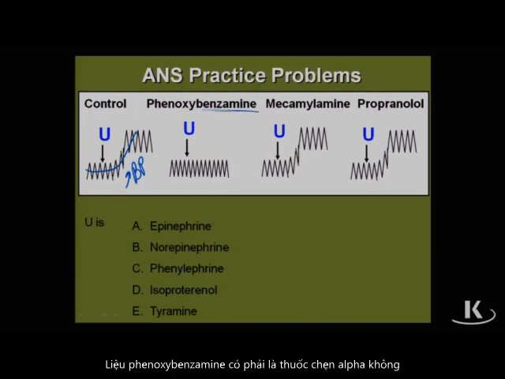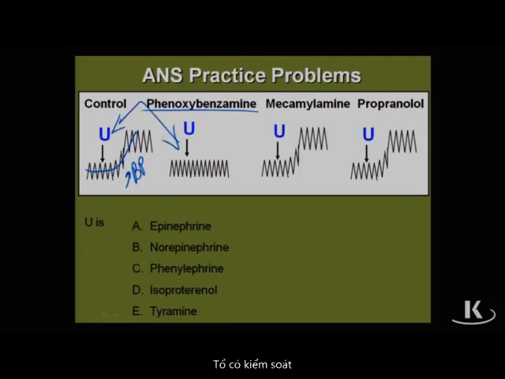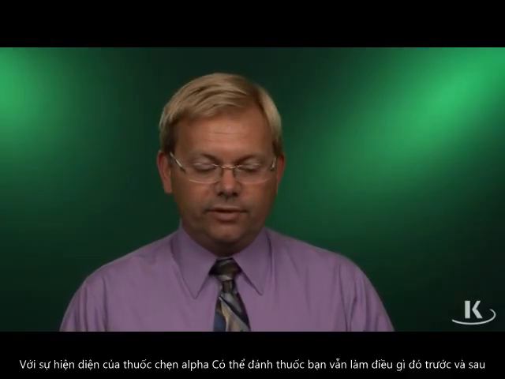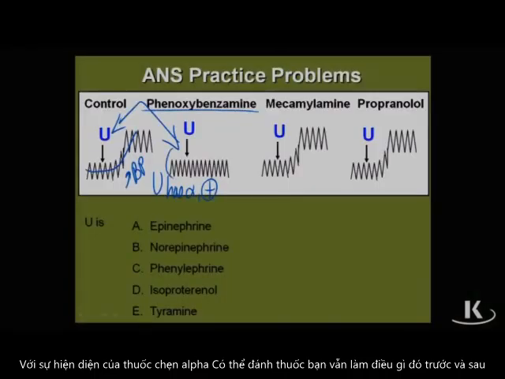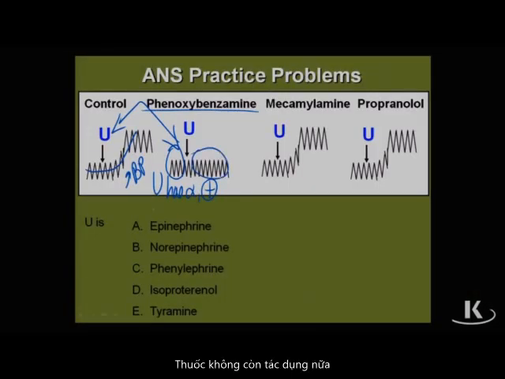Does phenoxybenzamine, the alpha blocker, change drug U's response in any ways? Is there a change when I contrast with control? You notice the tracing is not the same. Therefore, I know U has alpha-1 agonist activity. Second question. In presence of the alpha blocker, can drug U still do something before and after? There's no more effect of drug U, so there's no more pharmacology besides the alpha-1 stimulation. Drug U is purely an alpha agonist, so what would be your answer? Are you ready for C?